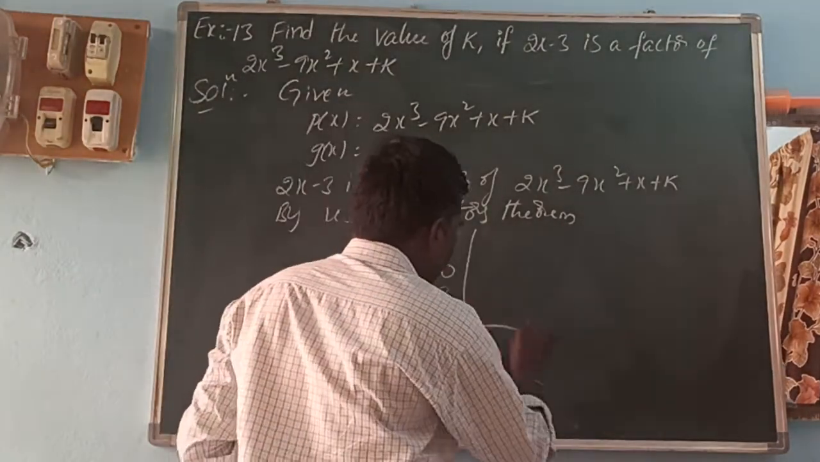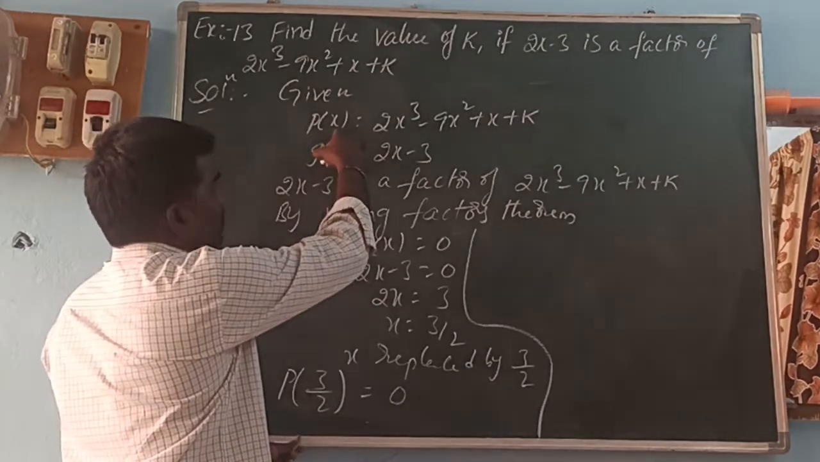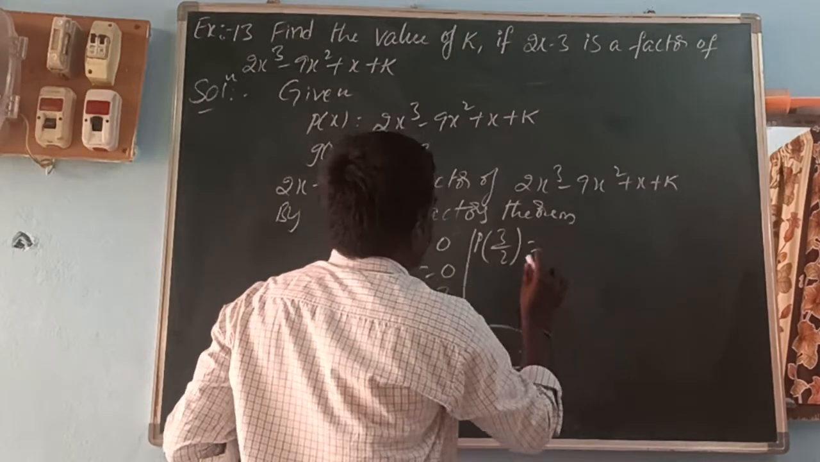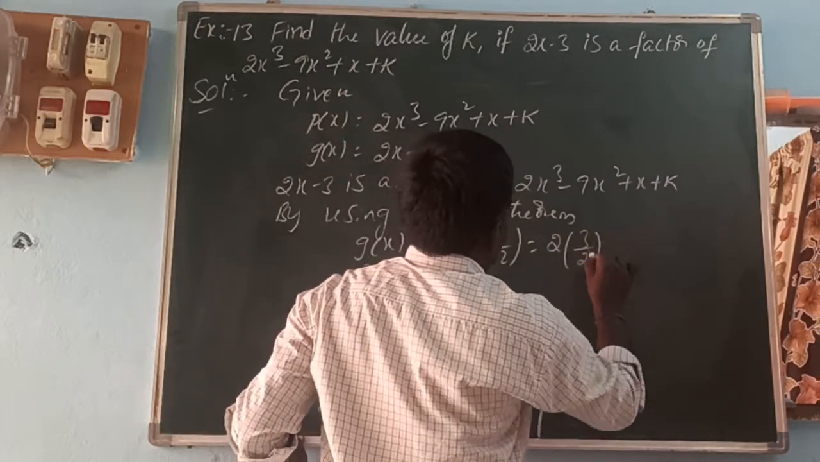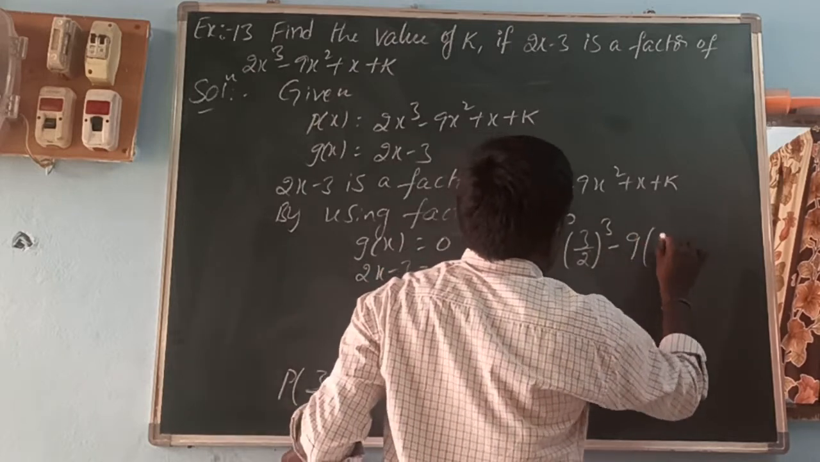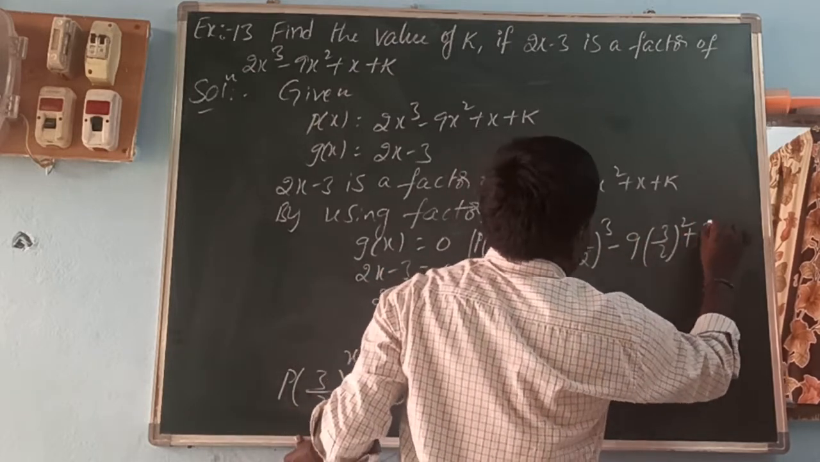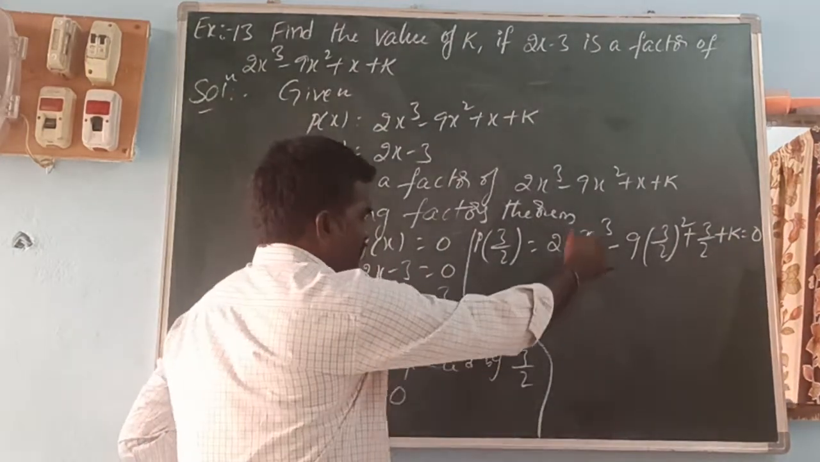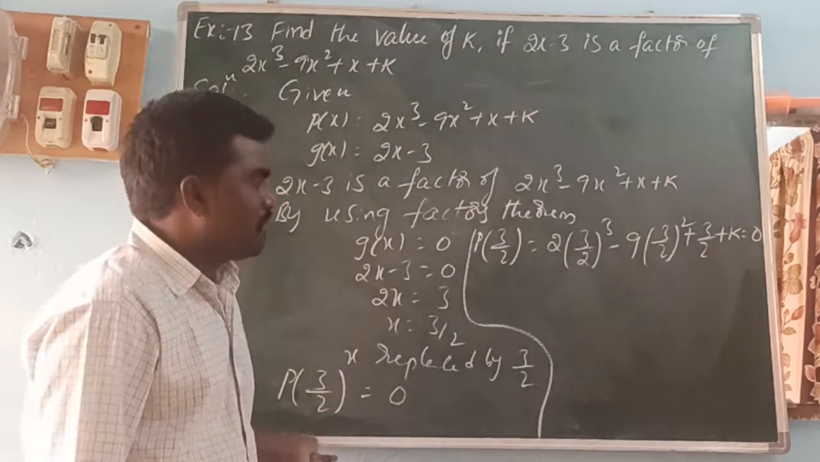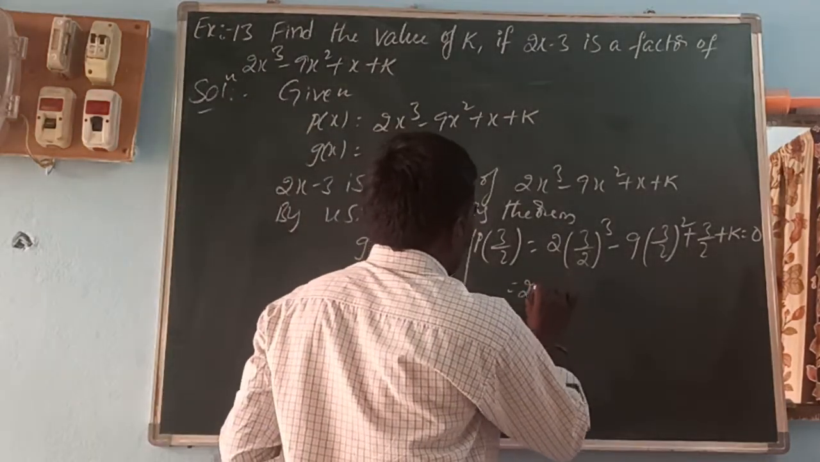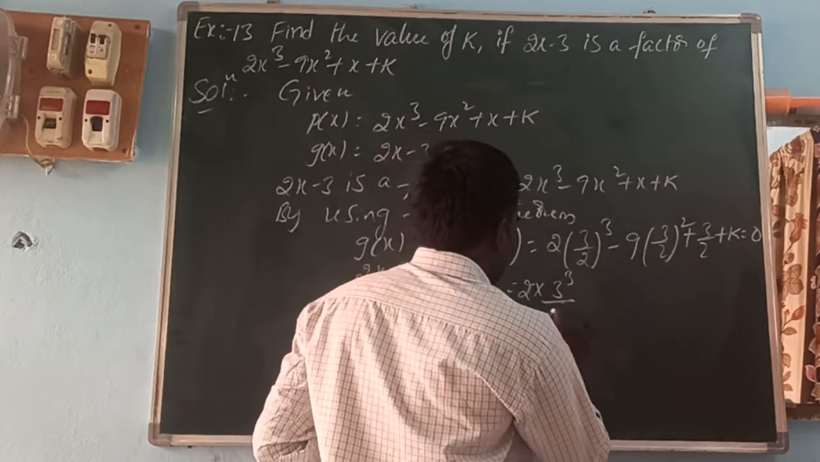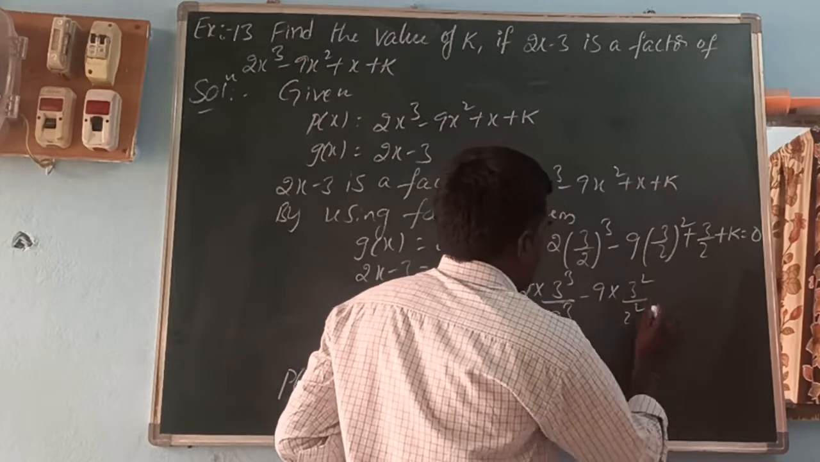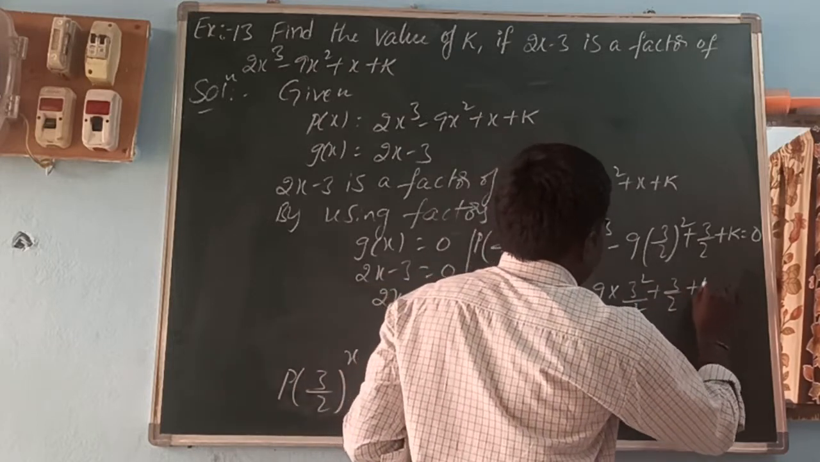So here p of x means polynomial with variable x. In the place of x we can put 3 by 2. That is p of 3 by 2 is equal to 2 of 3 by 2 whole cube minus 9 into 3 by 2 whole square plus 3 by 2 plus k is equal to 0. Okay, here a by b whole power m is a power m by b power m. So that is 2 into 3 cube by 2 cube minus 9 into 3 square by 2 square plus 3 by 2 plus k is equal to 0.